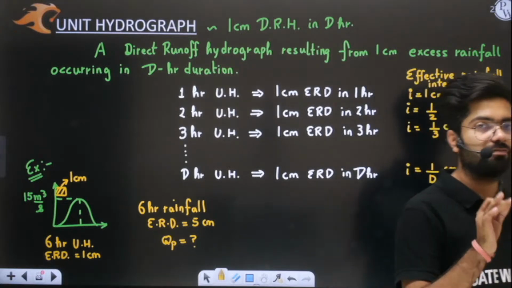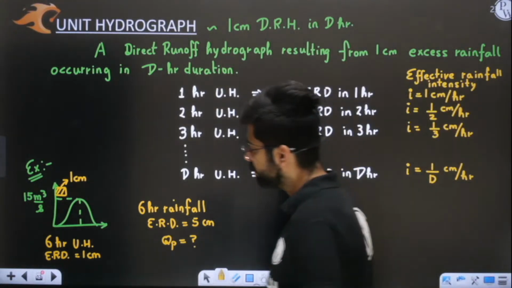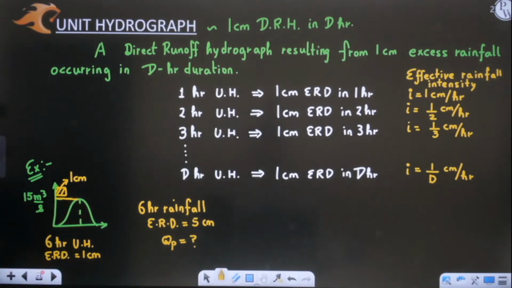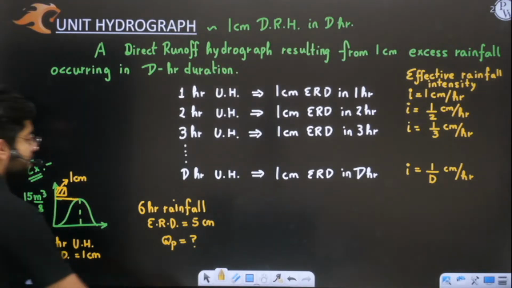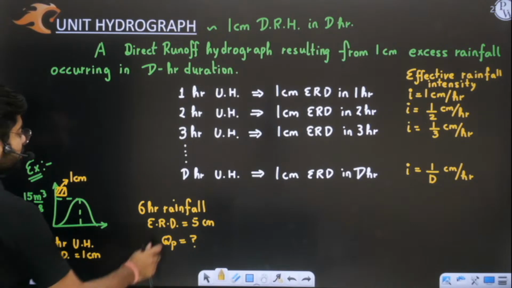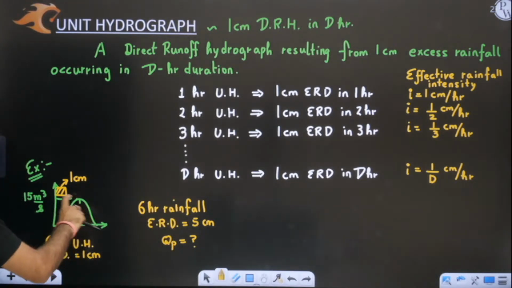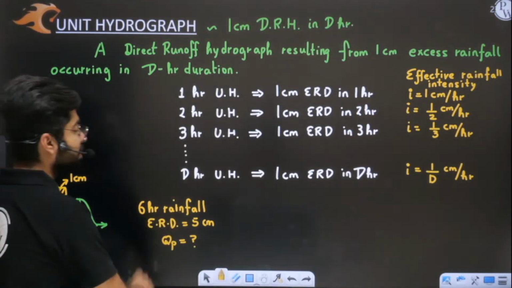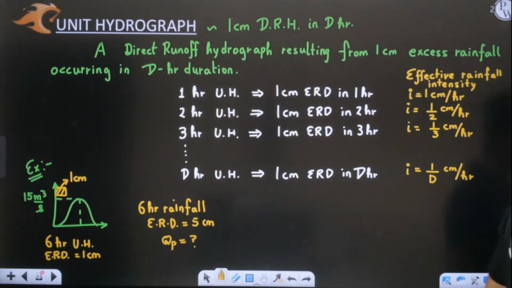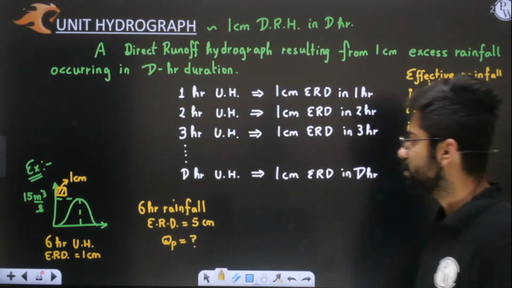If because of 1 centimeter effective rainfall depth the peak discharge is 15, here also the rainfall duration is 6 hour. Here the effective rainfall depth is 1 centimeter, and here it is 5 centimeter. Here the peak discharge is 15, so here the peak discharge will be what? Can you guess it? Try to tell me what the peak discharge will be here.